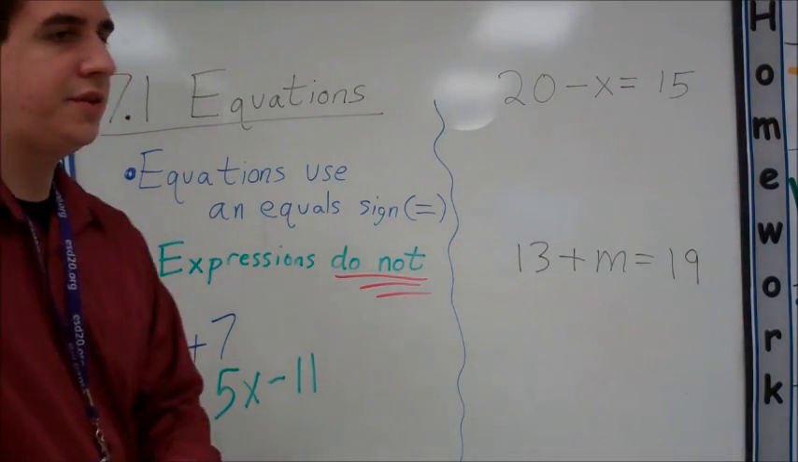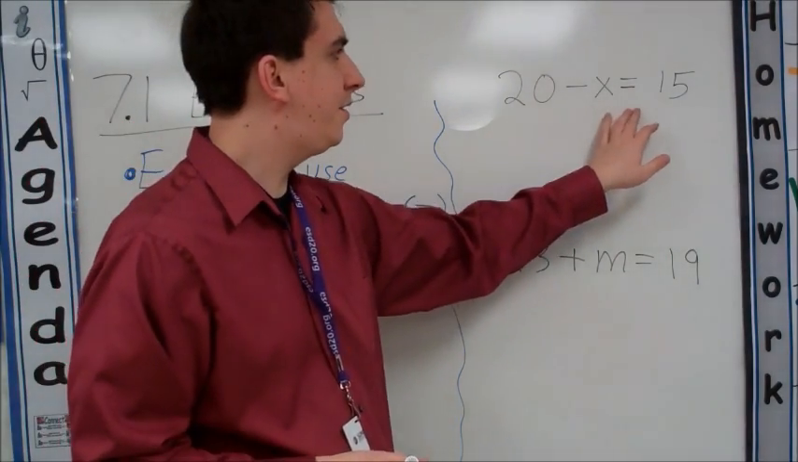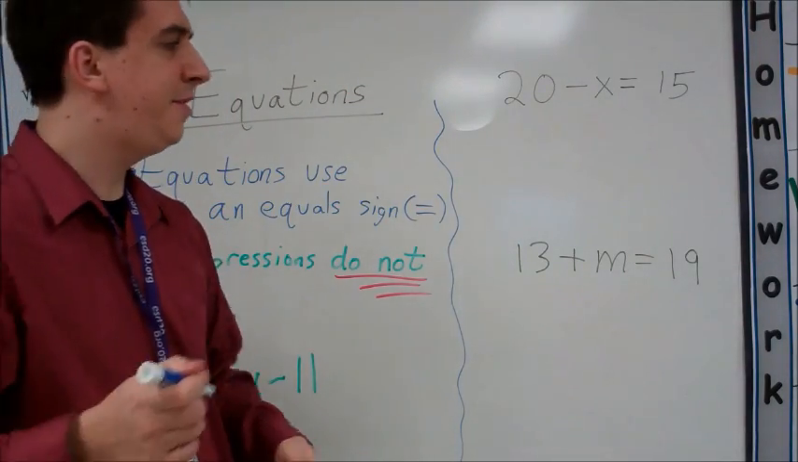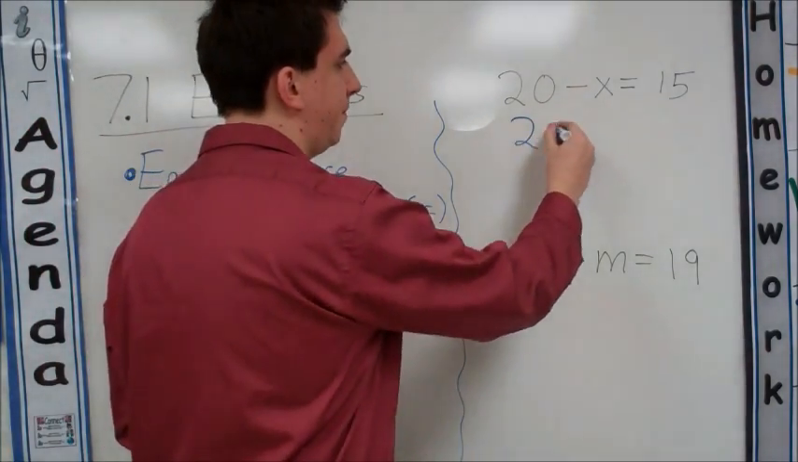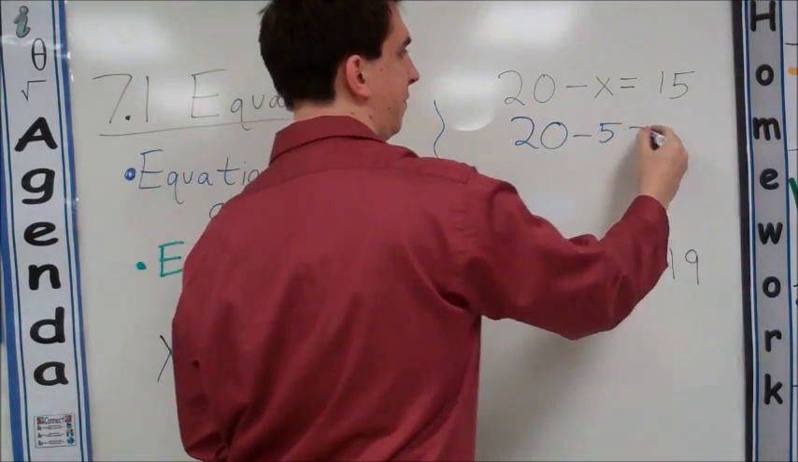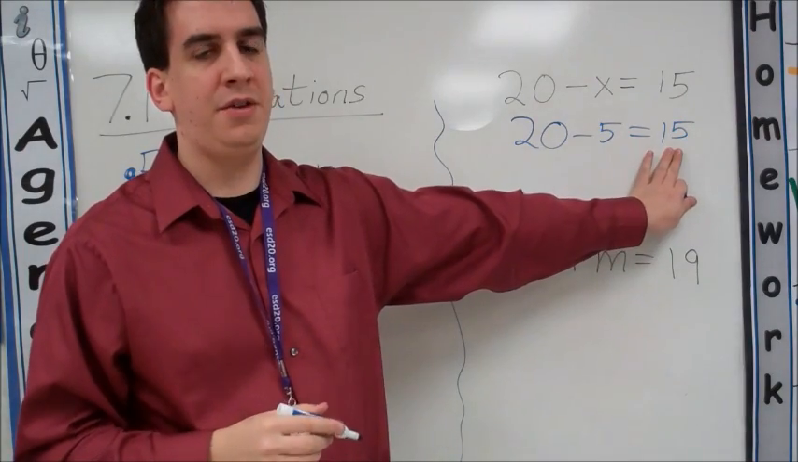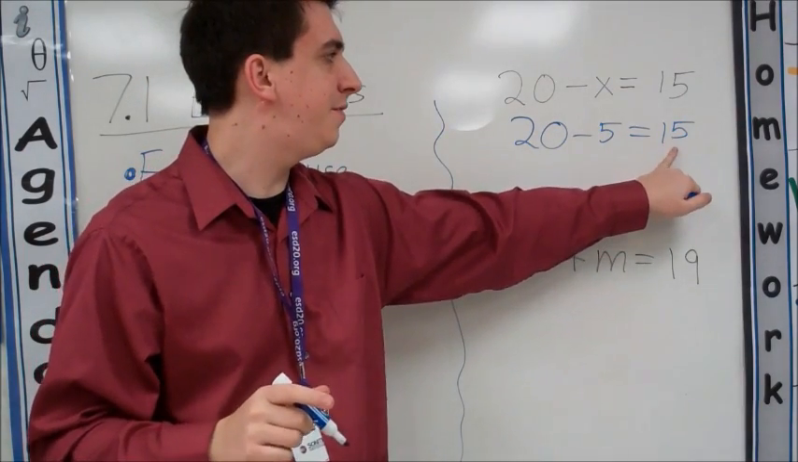Up here we have two more examples. 20 minus x equals 15. And 20 minus what number is 15? Let's try 20 minus 5 equals 15. Our right side is simplified. It only has one term. It only has this 15.